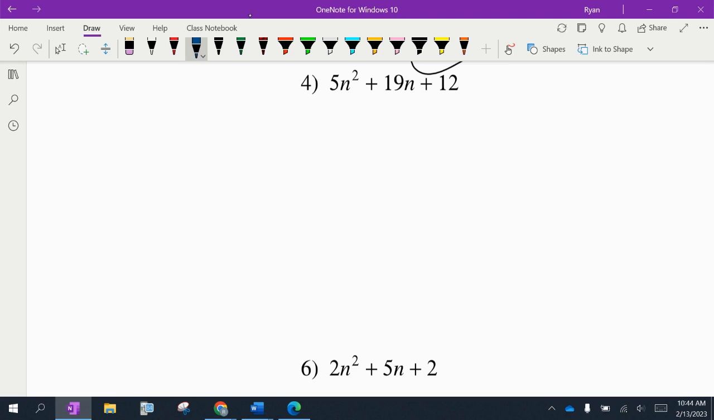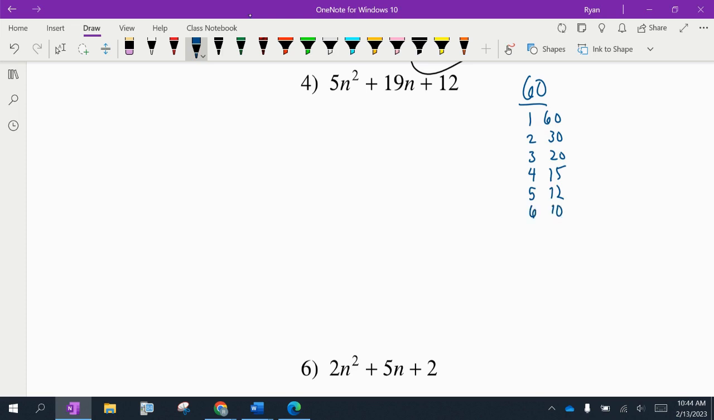5 is a prime number, I like that, but because this one is a composite number, I'm not just going to go straight to guess and check. Instead, 5 times 12 is 60. The reason we have to do that is because there's a number in front of our n squared. What multiplies to 60? 60 divided by 2 is 30. 60 divided by 3 is 20. 60 divided by 4 is 15. 60 divided by 5 is 12. 60 divided by 6 is 10.